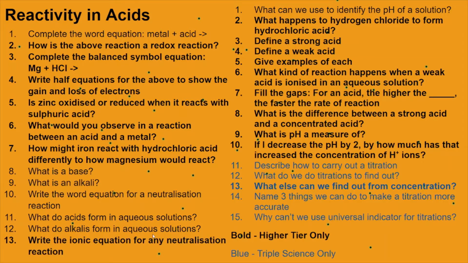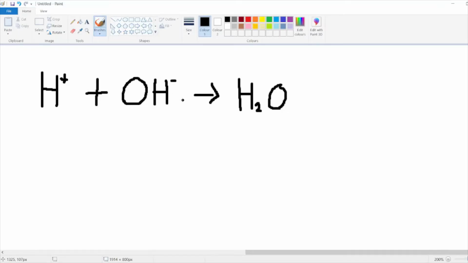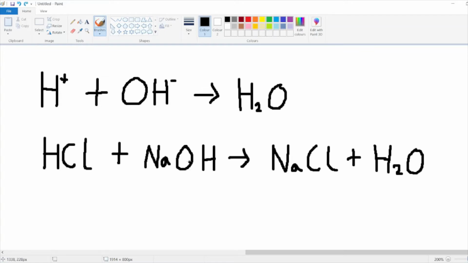I just realised I should have put question 13 in bold. It is higher tier only because it's an ionic equation. So here is the ionic equation for a neutralisation reaction. We have H+ ions react with the negative OH- ions to produce water. So this is probably the neutralisation reaction you will have looked at. Hydrochloric acid plus sodium hydroxide gives you sodium chloride, our salt, plus water.